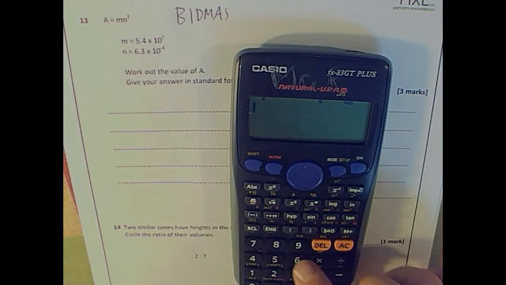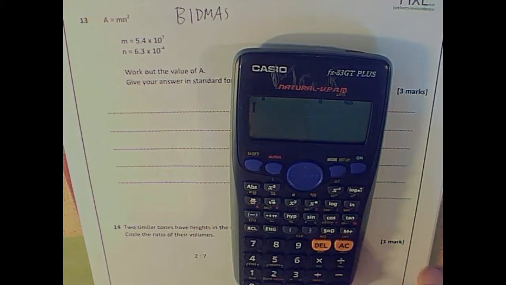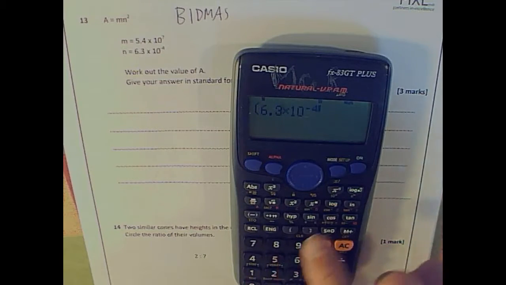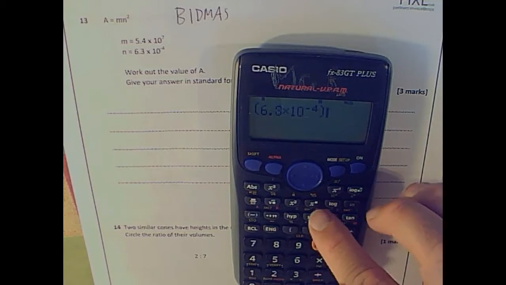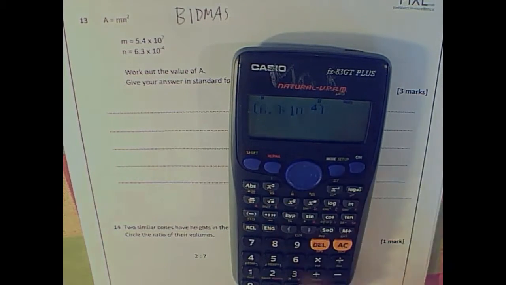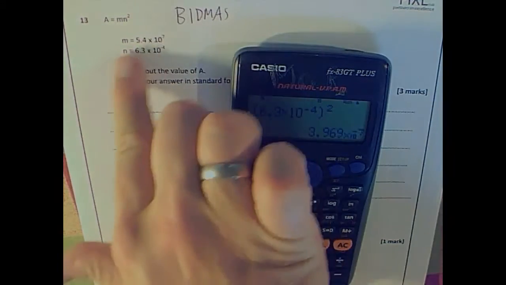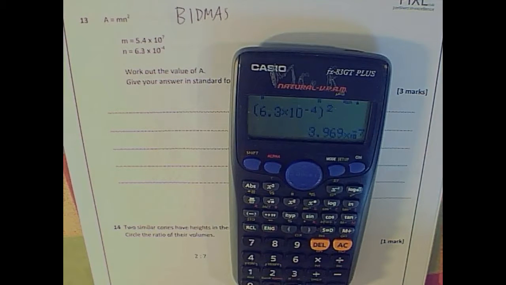So n squared is 6.3 times 10 to the minus 4. But I want to square all of that, because all of that is n. So I'm going to put all of that in brackets: 6.3 times 10 to the power of minus 4. It's all of that which I'm squaring. If I don't use brackets, it will only square the last thing. So I must use brackets to represent that, and I'm going to square all of that. Equals. That's what the n squared bit is equal to.